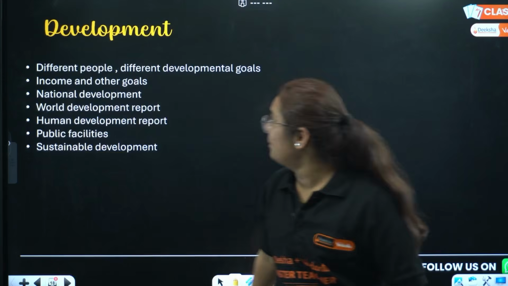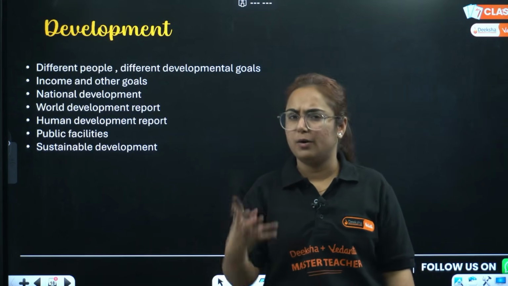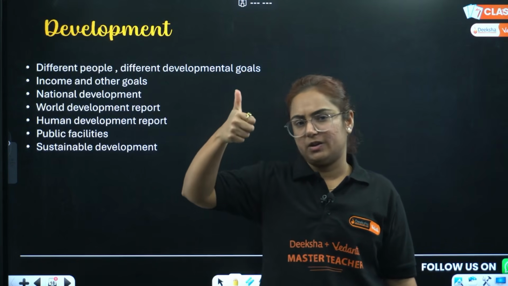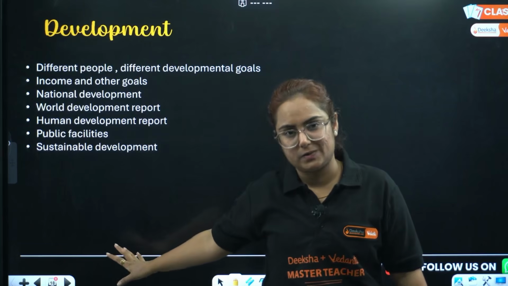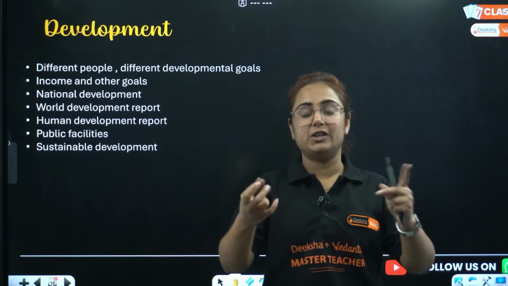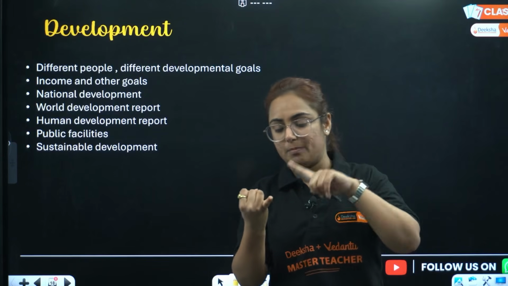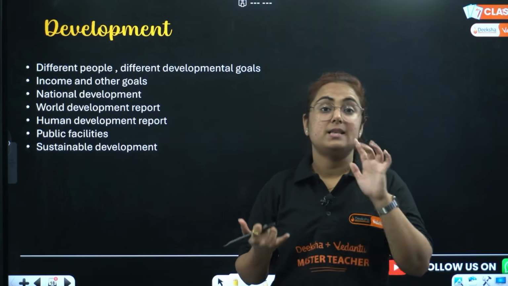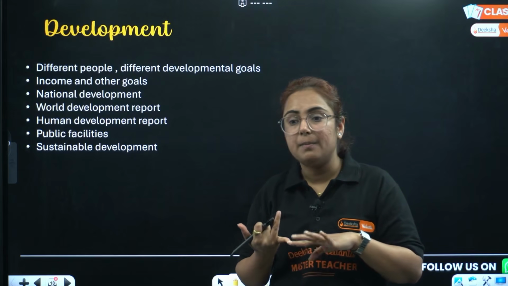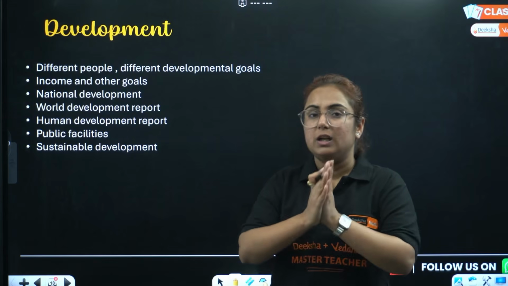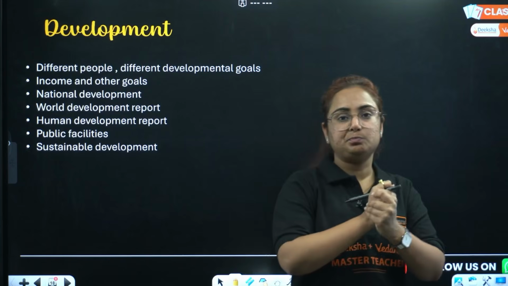Done with civics, moving towards economics. 4 chapters. Last chapter is very small. Development is very easy. 2 important chapters: sectors of Indian economy and money and credit. Chalo, let's start with the development chapter.